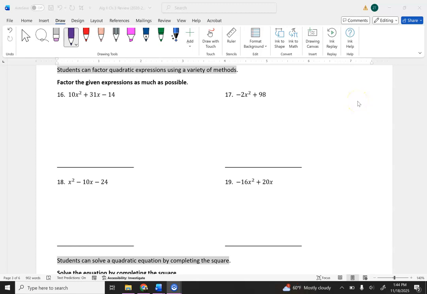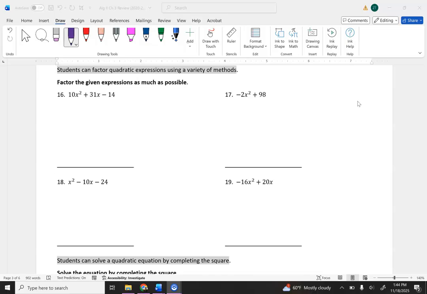All right, for this next section, we're going to focus on factoring. This is all from 3.4. And the thing that's special about this factoring section is that we can't use the quadratic formula here. The idea of factoring is to break something up into its multiplied parts.